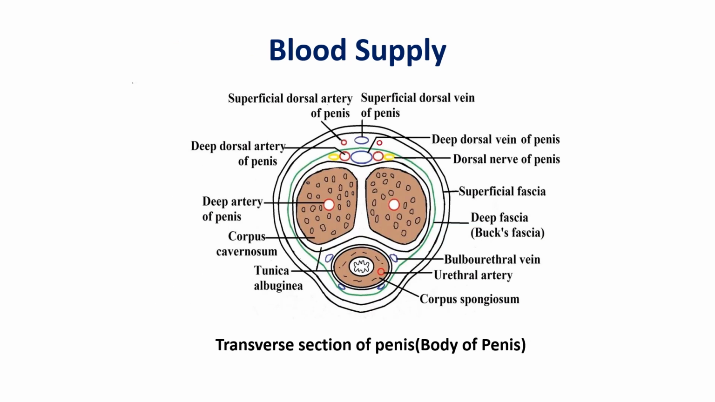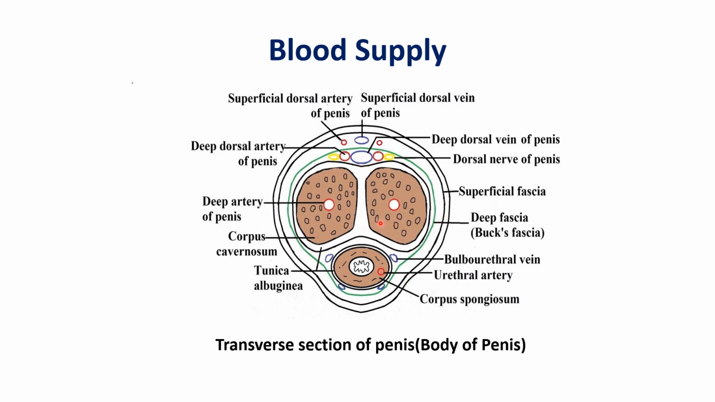Next we come to the blood supply of the penis. So this is showing you the transverse section of the body of penis, and we can make out the different arteries: superficial dorsal artery, deep dorsal artery, superficial dorsal vein, deep dorsal vein. One thing about the deep dorsal vein you should know is that this passes anterior to the perineal membrane, and this ultimately communicates with the prostatic venous plexus.